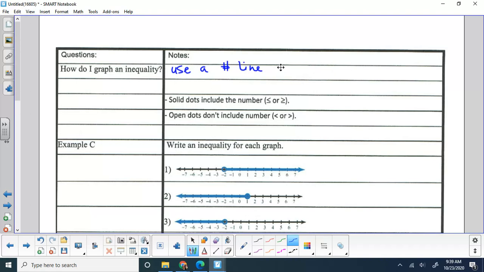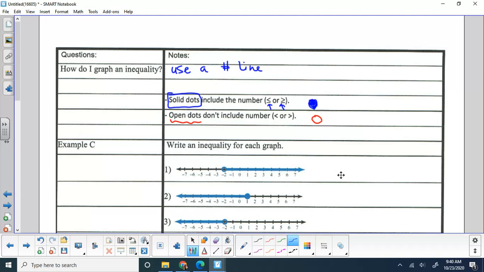And you're going to either use a solid dot if it's going to be the ones that are or equal to. I like to remember this, the little extra line means I need to color in the inside of it. And then you're going to use an open dot if it doesn't. So an open dot would look like this, and then a solid dot would be like this, and then we'd fill it in. We'd get to do a little bit of doodle coloring.